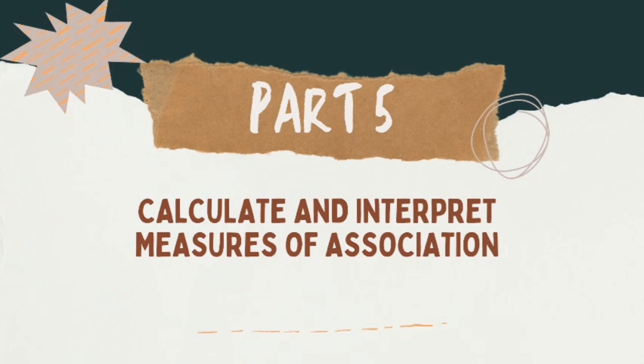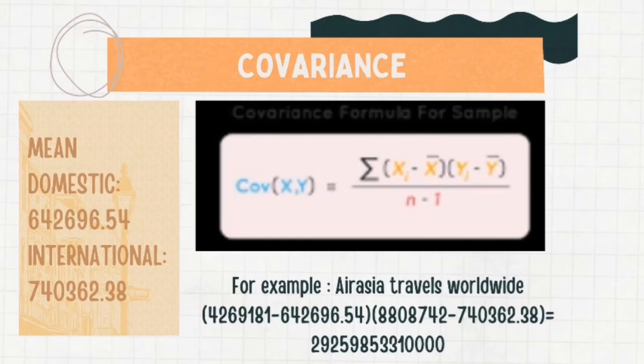Today I will present part 5. The question is to calculate and interpret measures of association. To find covariance, we need to know the mean for domestic and international travels worldwide first. The formula for covariance is SXY, where X is for domestic and Y is for international. The data for domestic and international minus the mean. After that, multiply X and Y to find the total of covariance.